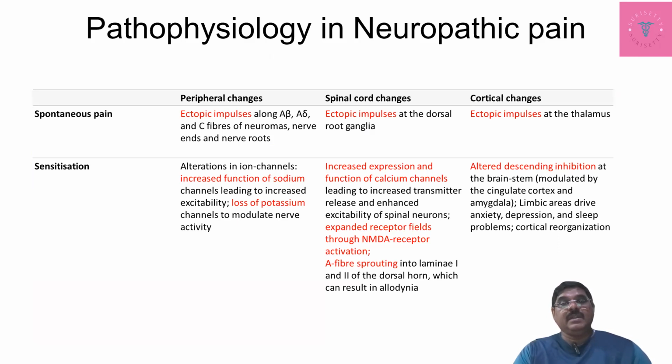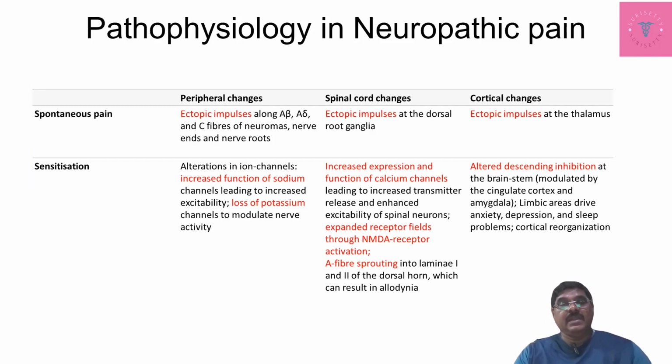At the spinal cord level, these are ectopic impulses at the dorsal root ganglion. What are the changes at the molecular level? Increased expression and function of the calcium channels. So more calcium channels are expressed, and this leads to an increase in neurotransmitter release and enhanced excitability of the spinal neurons.